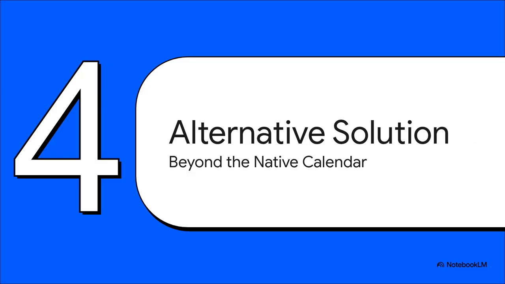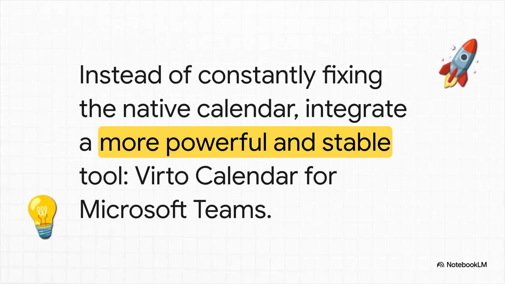So, we've gone through all the ways to fix the problem. But what if it keeps happening? Or what if you're just thinking, the regular Teams calendar is a little too basic for me anyway? Well, the source material points to a really interesting alternative. And that alternative is a third-party app called Virto Calendar. The whole idea is, instead of fighting with the built-in calendar all the time, you can just plug a more powerful, more reliable tool right into Teams.